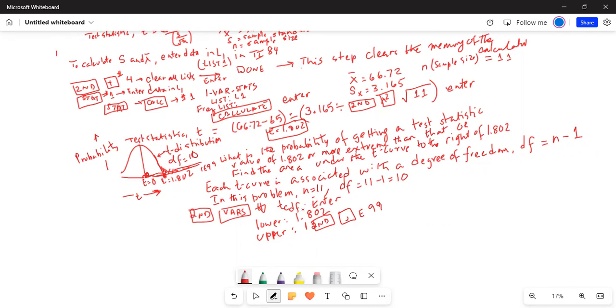Second, comma, 99. Okay. Now it asks for DF. Remember, DF is degrees of freedom, is 10. So type in 10. And then go down to Pcdf, put the cursor on there. Whenever the cursor is on Pcdf, hit enter and enter. Enter twice and enter.